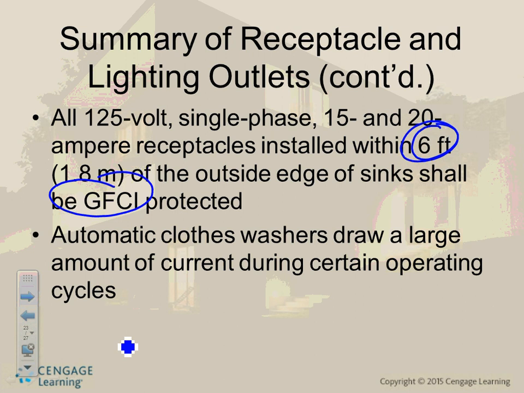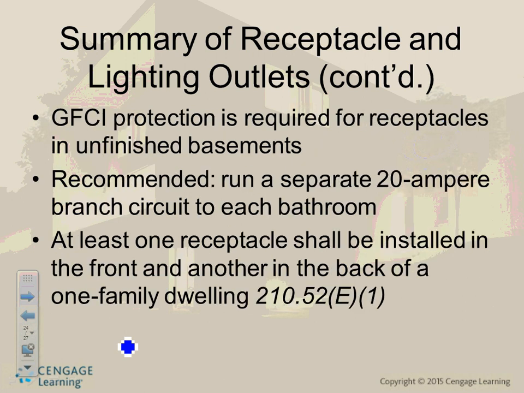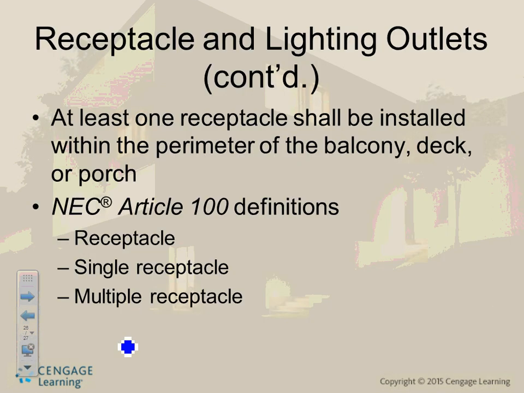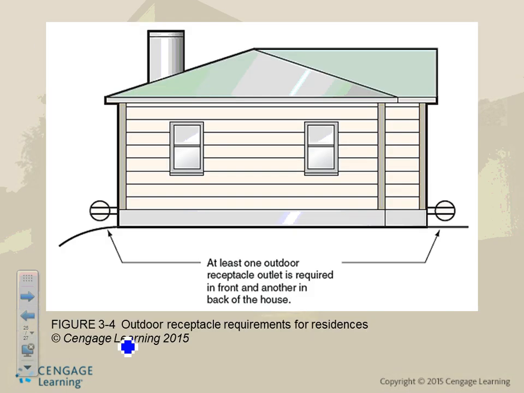the refrigerator does not have to be. It's optional to have a dedicated circuit for it, but it's optional. But you can put it on a 20 amp circuit for it. Okay, so these guys, all the GFCI, unfinished basement, 20 amp branch circuit for each bathroom, at least, shall be installed in the front and the back. We talked about this one. Here's your receptacle in the front and the back. So you guys see one in the front, one in the back.